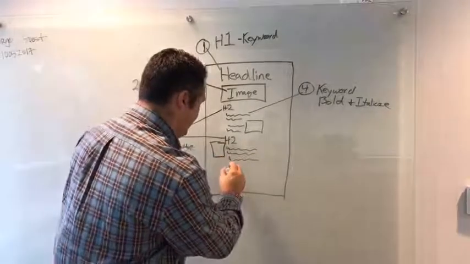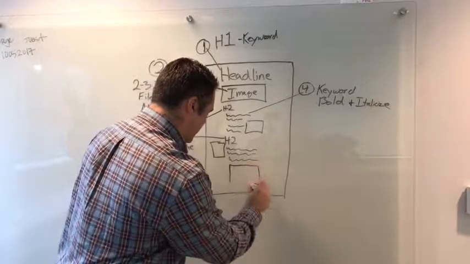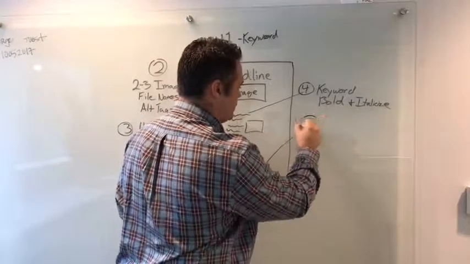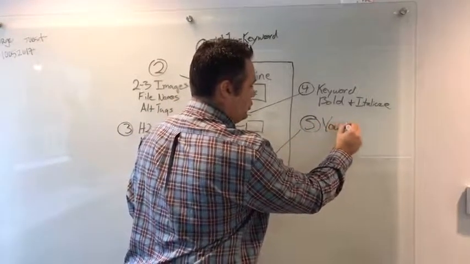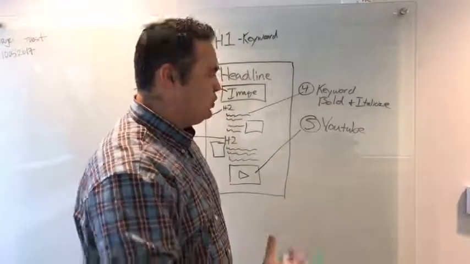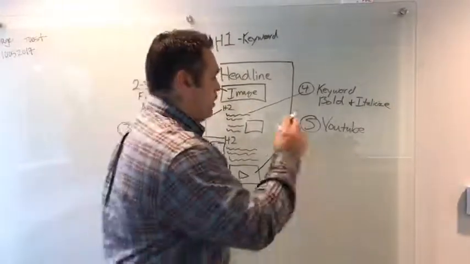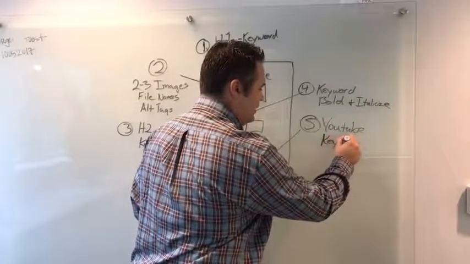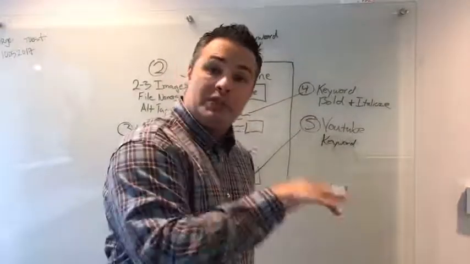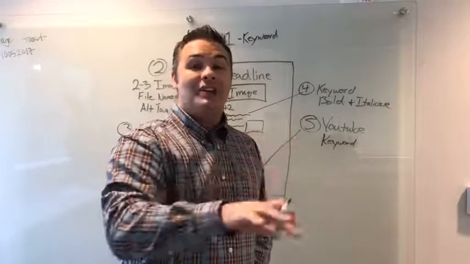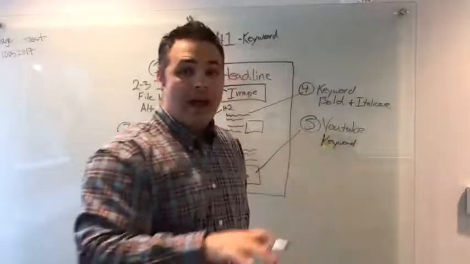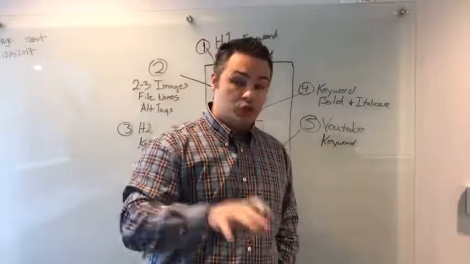Also, we want to involve a YouTube video, if at all possible. Google owns YouTube. They value video content, and because they own YouTube, a YouTube embed of a video with the keyword in the title helps. So in a perfect world, you create your own video commentary to go along with the blog post. Even use your blog post as almost your script, or at least a rough script that you can use. Now, I also have a different training video on how to rank YouTube videos.